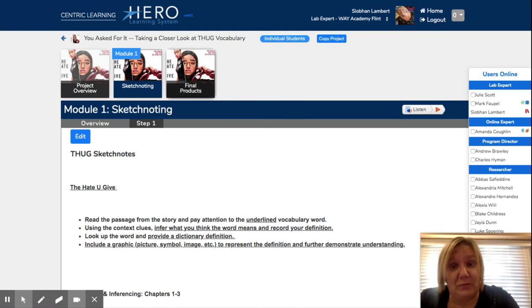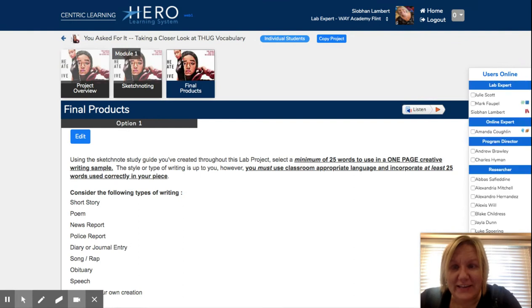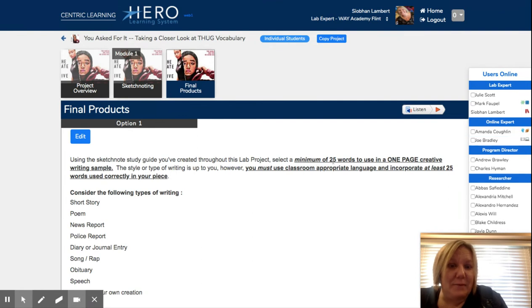The final product, we'll just click that on and let that load up. This is where you get to tap into your creativity once again. Using the Sketchnote study guide that you've created for the lab project, you're going to reduce it to selecting 25 words to use in a one-page creative writing sample. You can choose the style, like it says, the style of writing is up to you. However, you must use classroom-appropriate language and incorporate at least 25 of the vocabulary terms.